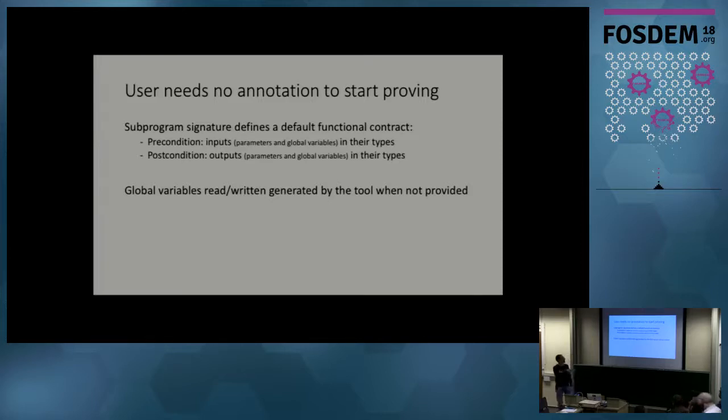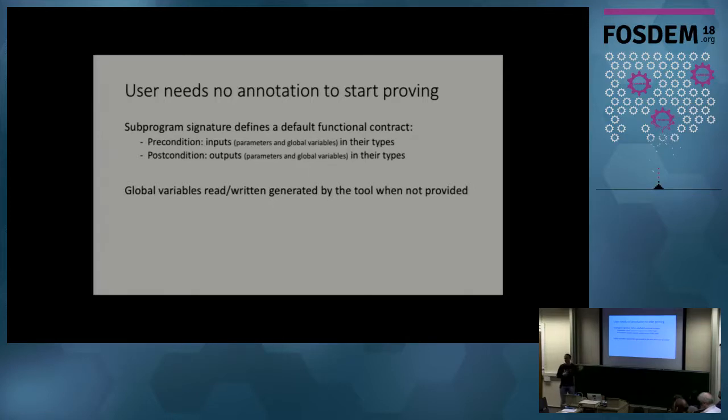So every subprogram signature, in fact, has a precondition and a postcondition, which is implicit in its signature. That all inputs of the program are in their types, and when you return, all outputs are in their type. There are some consequences in terms of what you initialize, of course. So Spark is a bit stricter than ADA in that respect: when you're passing things around, they have to be fully initialized in their types. But that gives a really reasonable default functional contract.